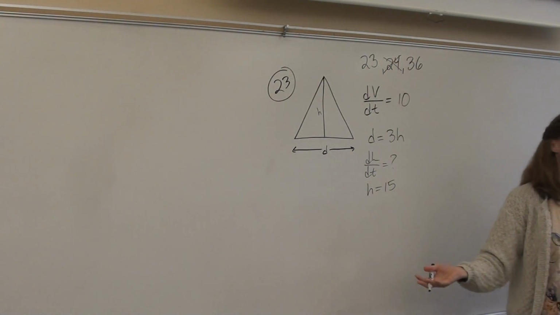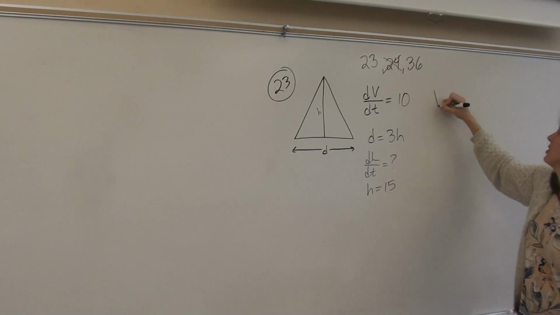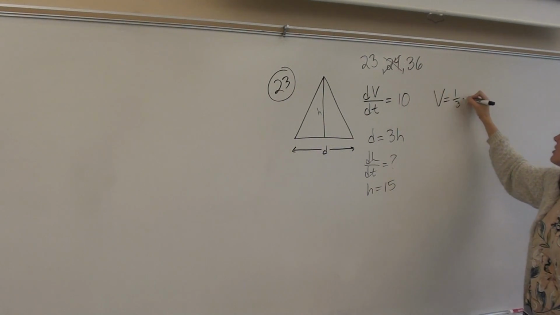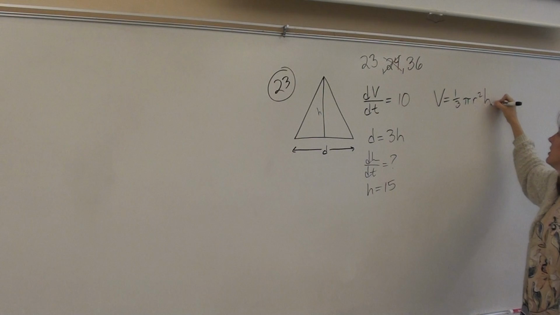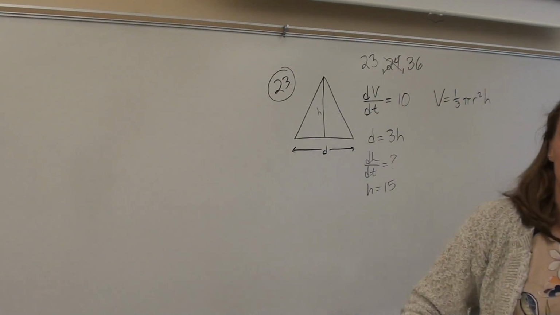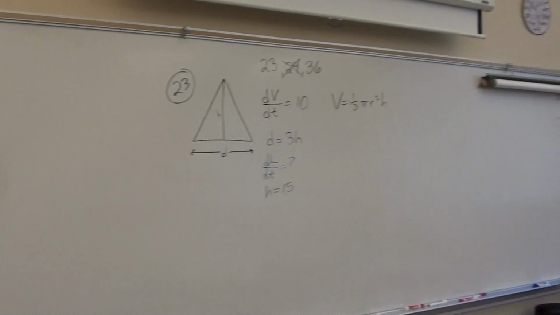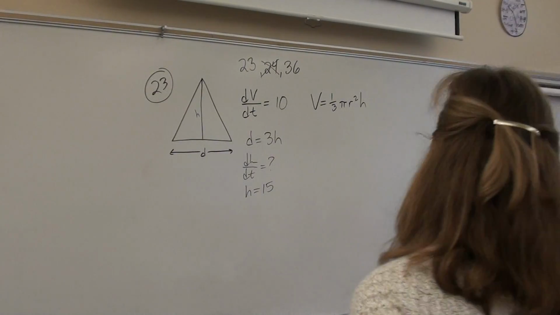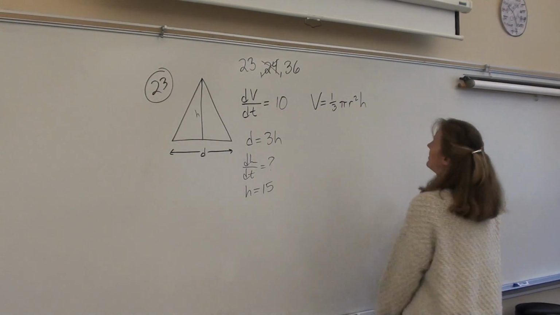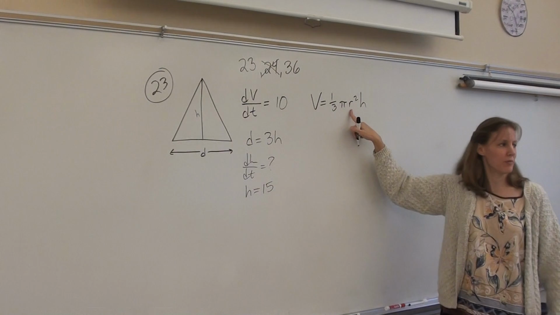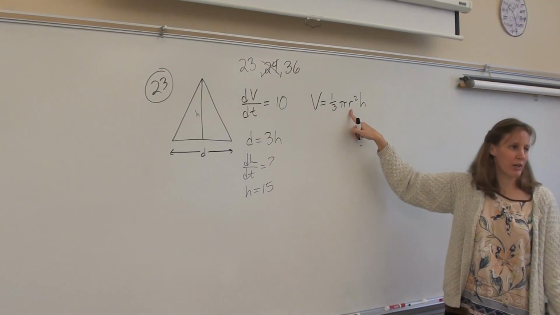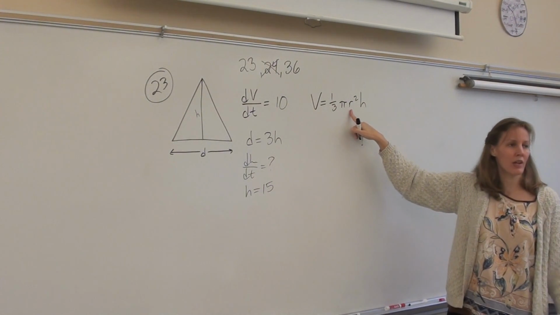The volume of a cone. Volume of a cone, right? So volume of a cone is 1/3 pi r squared h. So we know dV/dt. We want dh/dt. Do we know dr/dt? No. And we don't want to know. We aren't given it and we don't want it.